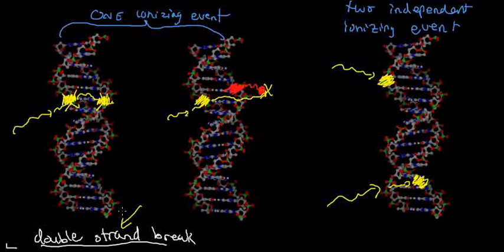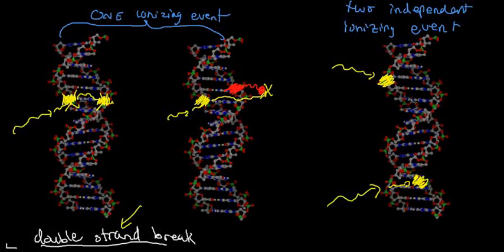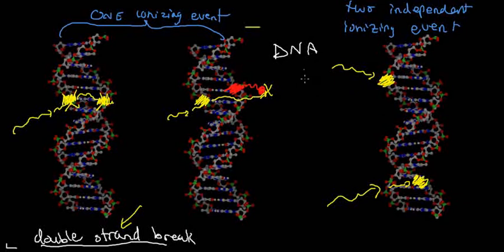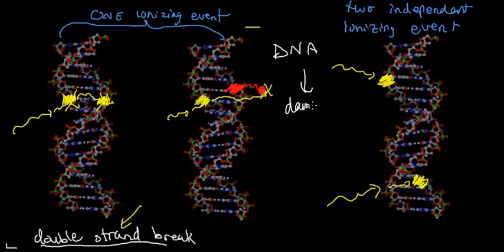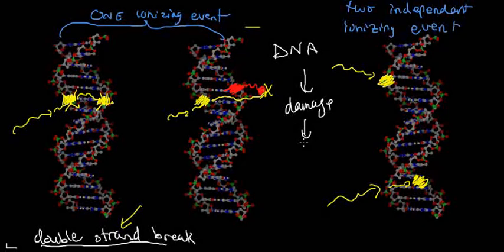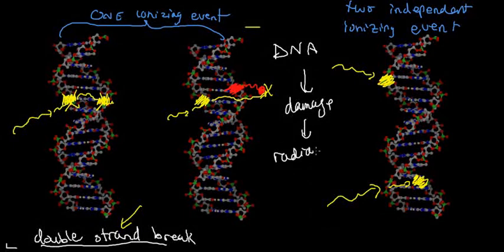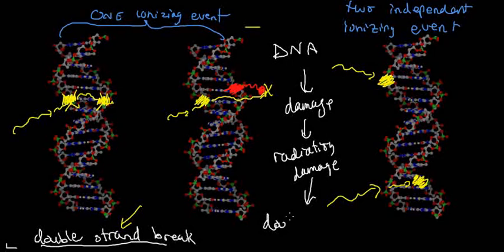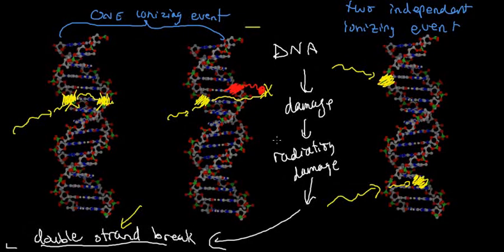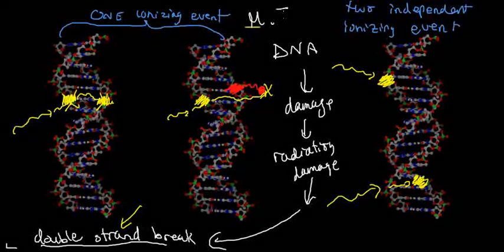And this is what we really need to understand with regards to the molecular theory. The molecular theory says there is this molecule called DNA. The DNA damage is the only thing that is associated with radiation damage. And the one event that cannot be overcome and repaired is the double strand break. This is what the molecular theory really says.